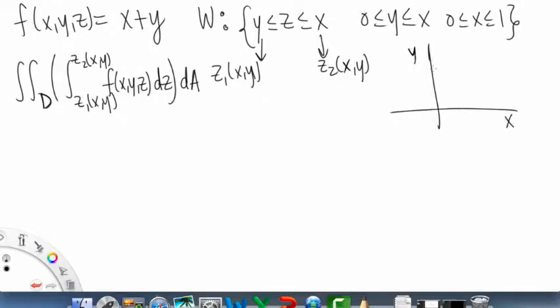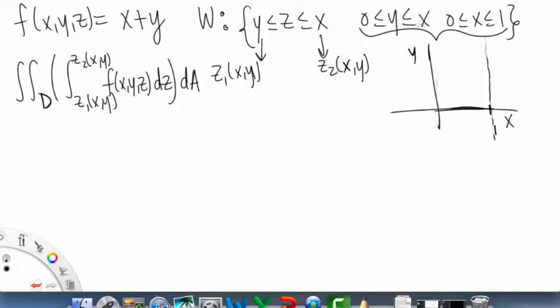So domain, again, excuse me, domain exists in the xy plane. The region W exists in 3D space, but domain is in the xy plane. So the bounds on x and y determine what our domain looks like. So we have x going from 0 to 1, right? So x can only stay between here and here. And y is above 0, so it has to be above here, and below x.